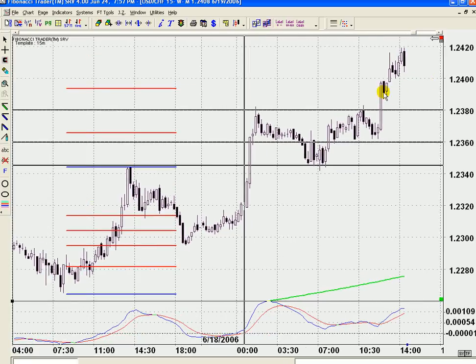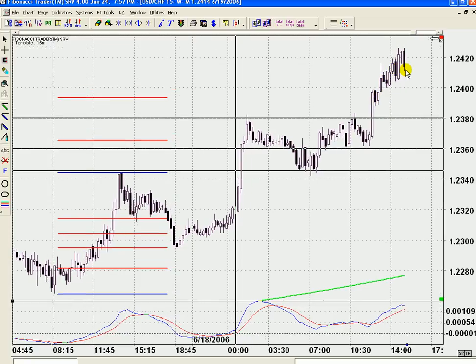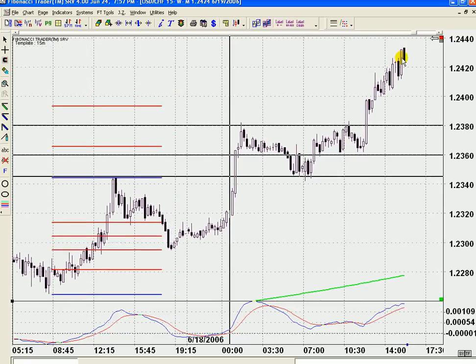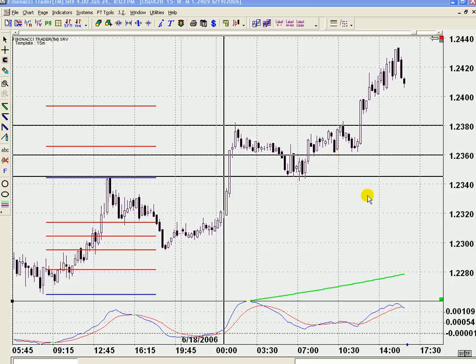And again, look at the 15-minute chart. We trade in a range, we move out. We trade in a range, we move out. We trade in a range, and we move out. As we proceed throughout the day here, let's watch to see what happens.